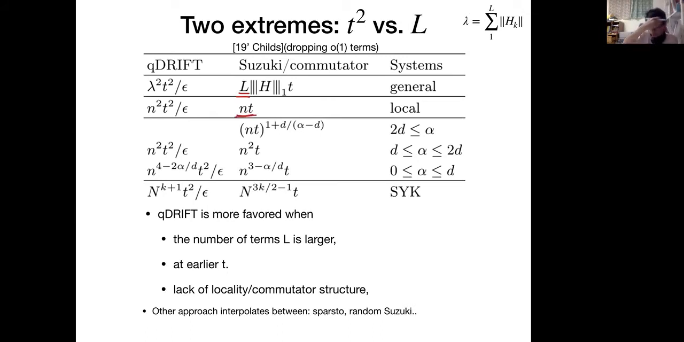So in local systems, qDRIFT doesn't work very well. However, when you turn on interaction, here the middle cases are power law with exponent alpha. And in this long-range extreme of the SYK model, this L dependence really matters. And you see that there would be some physically meaningful time at which qDRIFT has an advantage. So that's very nice. This is the state-of-the-art review of qDRIFT. And we do see that in some regimes, qDRIFT is going to do better.